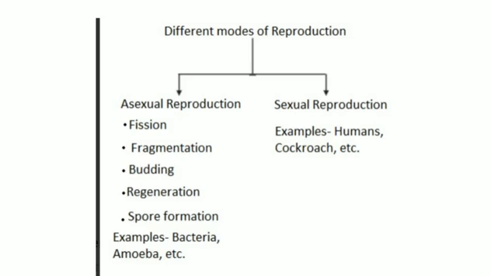Next, modes of reproduction. Look at the picture. These are the different modes of reproduction. Most plants have roots, stems and leaves. These are called the vegetative parts of a plant. What are the vegetative parts of a plant? Roots, stems and leaves.